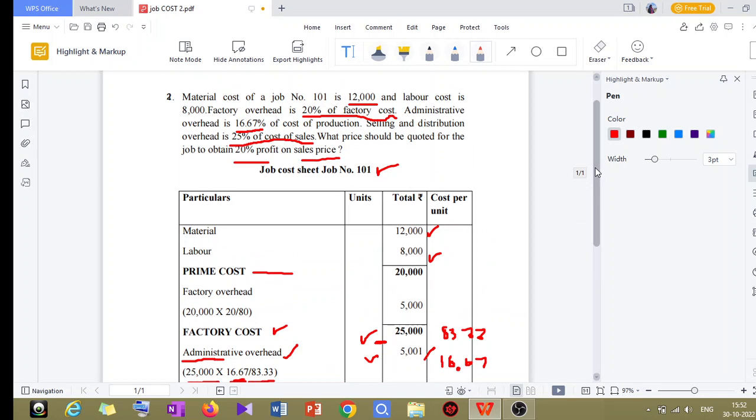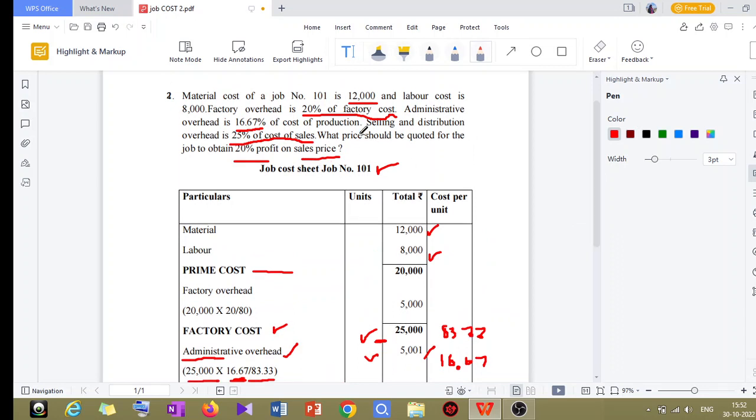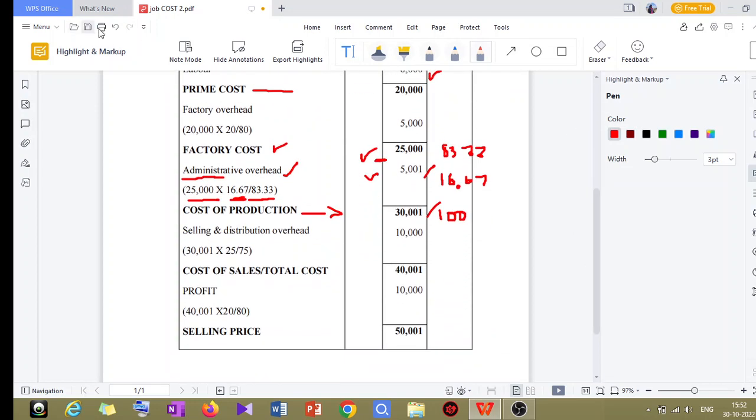Now, what about the selling and distribution overhead? Selling and distribution overhead is 25% of cost of sales. So what it says, when the cost of sale is 100, your selling and distribution overhead is 25. So what will be the cost of production? 100 minus 25 will be 75. Got it?